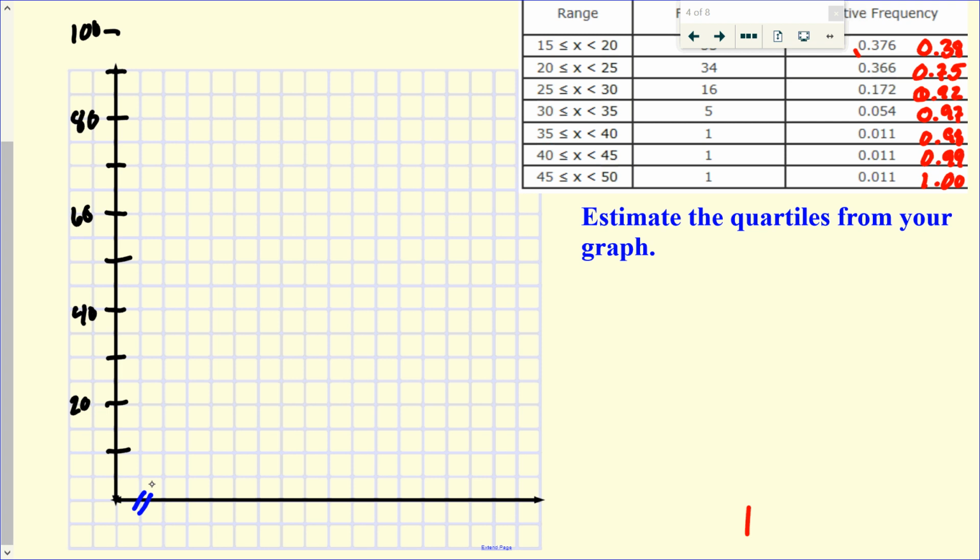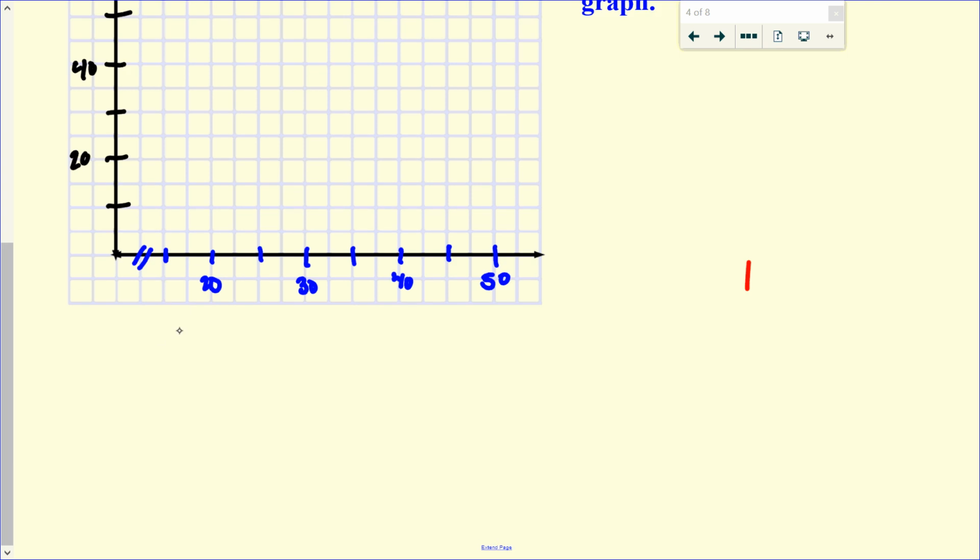Use a break. This one jumps right to 15, 20, 25, 30, 35, 40, 45, 50. So 20, 30, 40, 50. And this is mileage in miles per gallon.